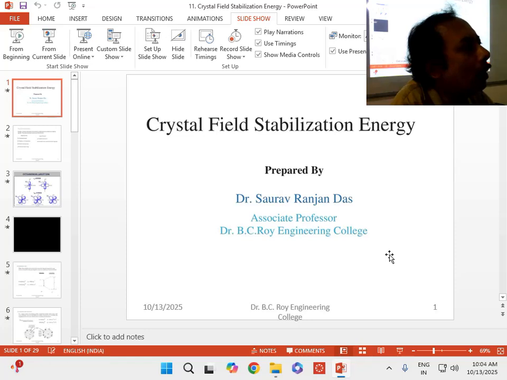For silver and gold, the coordination number is 2 and the structure is linear. For nickel and copper, the coordination number is 4. For nickel it is tetrahedral, for copper it is square planar. Both have coordination number 4. Now we have coordination number 6, most common for chromium, cobalt and iron.